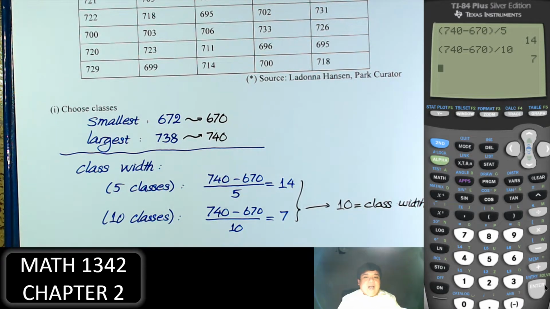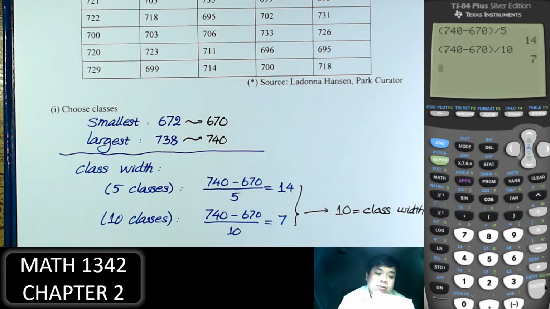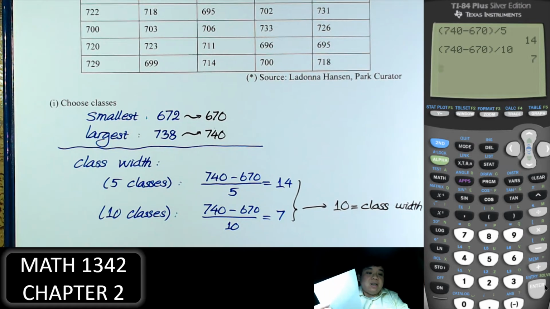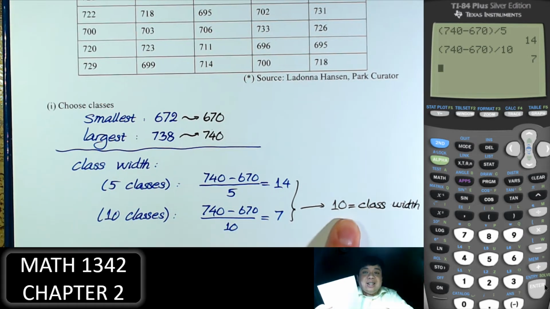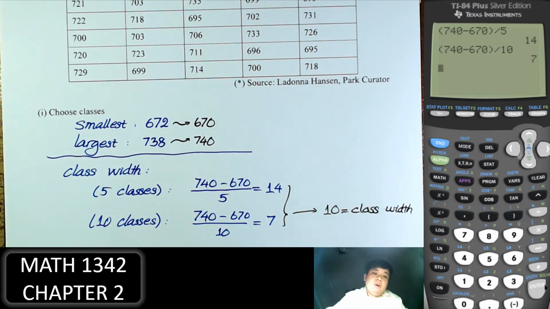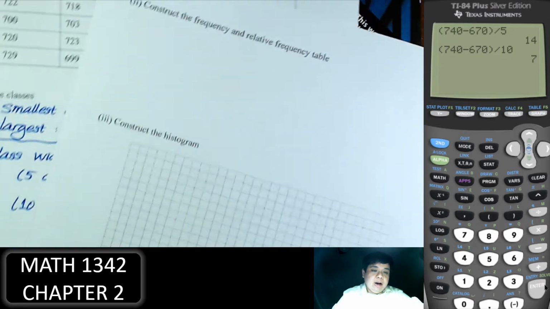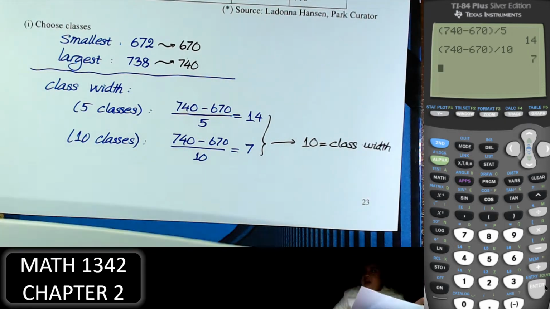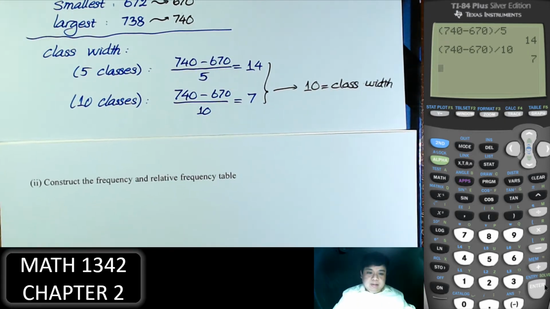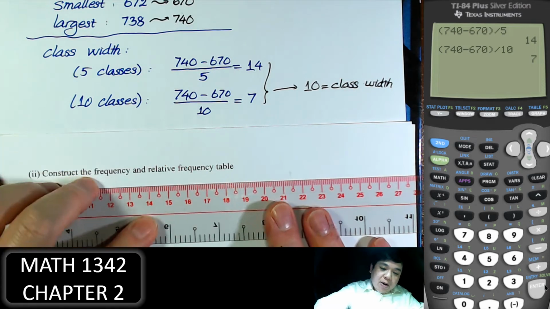And if there are 10, how many classes do we have? That we determine later. Next, we choose the classes, and the class width is 10 each. The smallest is 670, the largest is 740. Next we construct the frequency and the relative frequency distribution. By the way, let's draw a bunch of rows.